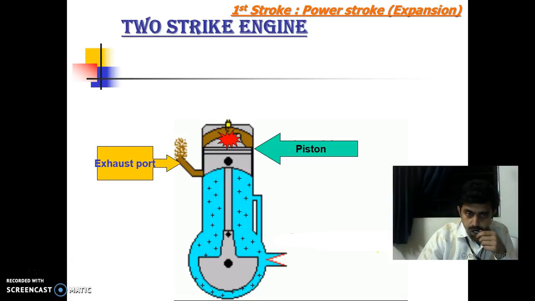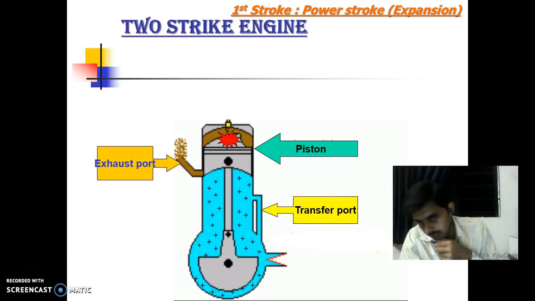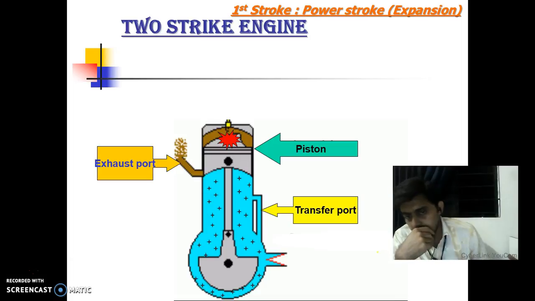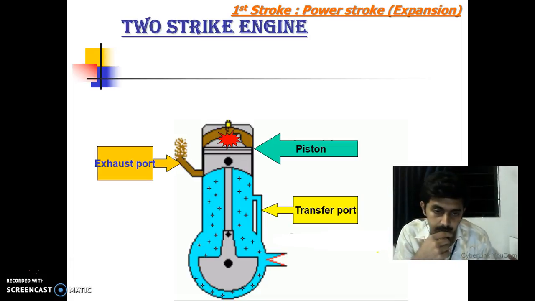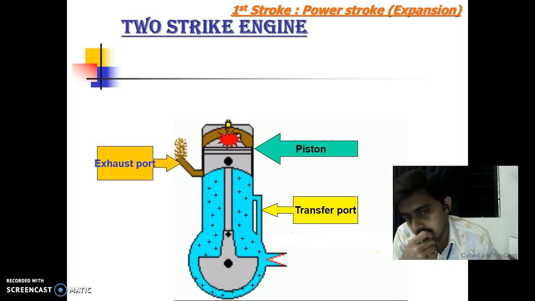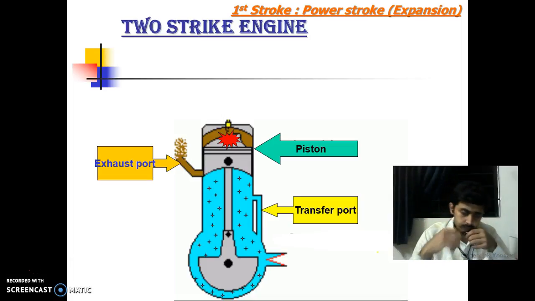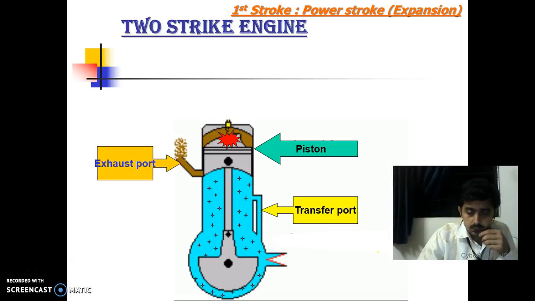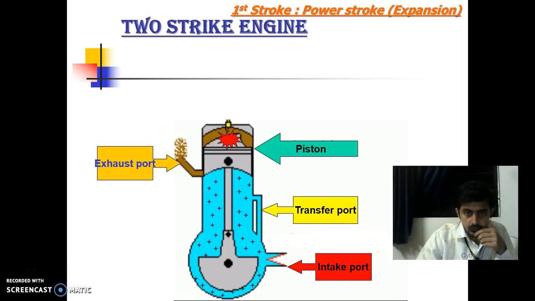One is the exhaust port, where you expel all the burnt gases. Another is the transfer port, which carries the fuel-air mixture from the housing to the crank. Another one is the intake port, where you take the air-fuel mixture inside the casing.